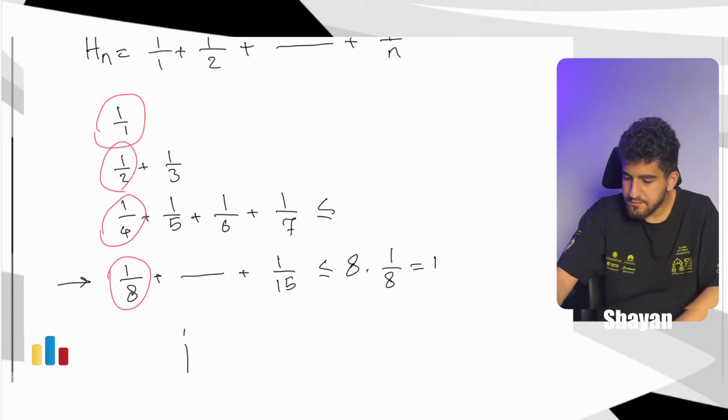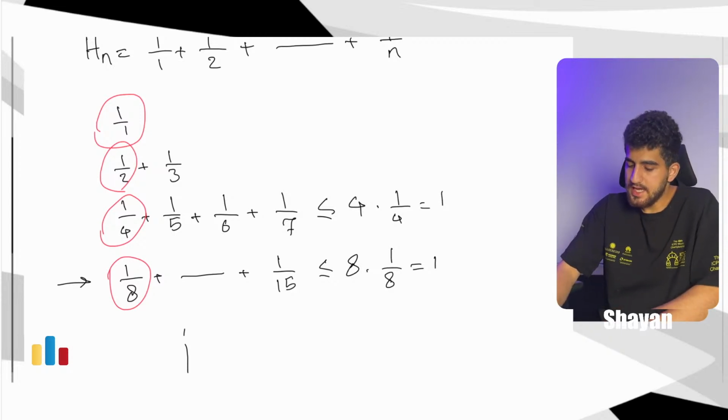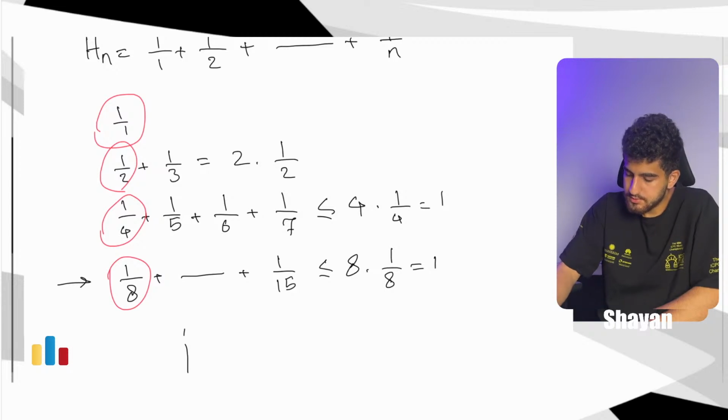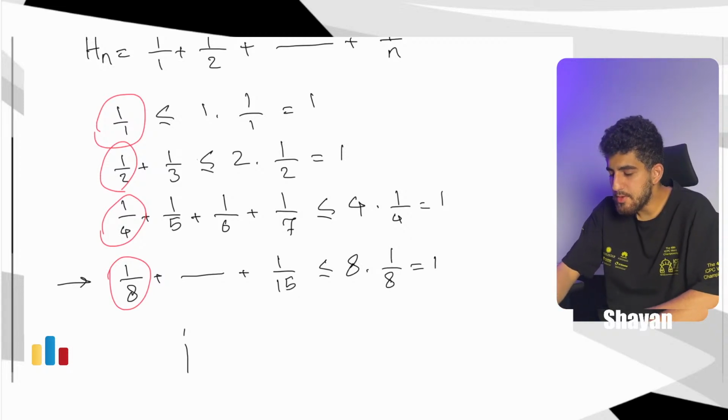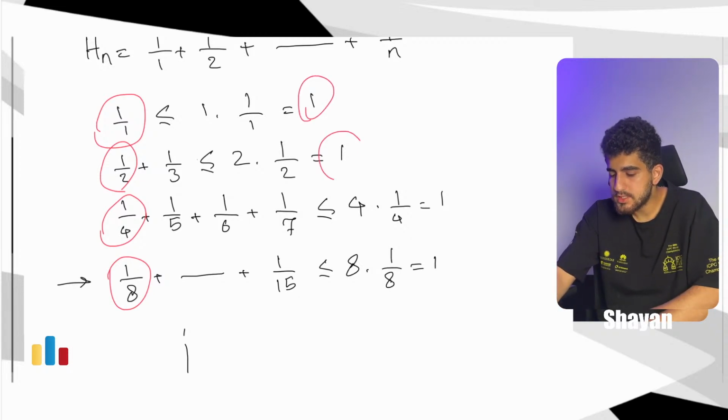In here we have 4 numbers, each one less than or equal to 1 over 4, which gives 1. In here we have 2 numbers, each one less than or equal to 1 over 2. Sorry, not equal, less than or equal. So it is 1. In here we have 1 number, less than or equal to 1 over 1, which is 1. So you see that the sum of each group is at most 1.